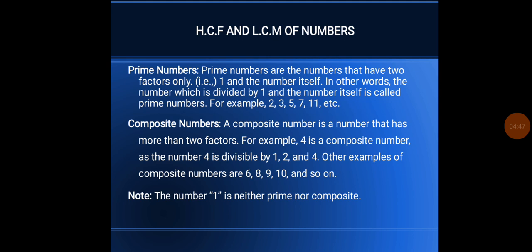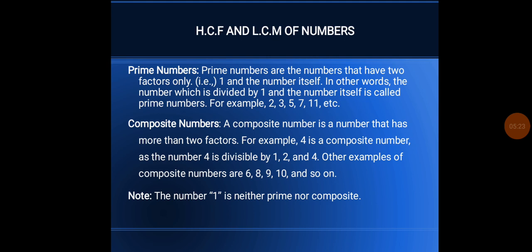In other words, the number which is divided by 1 and the number itself is called prime numbers. For example, 2, 3, 5, 7, 11, etc. So we take 11. Okay, 11 has two factors. The one is 1 and the another one is the number 11 itself. So it is a prime number and it's divided by 1 and 11 itself. It gives the whole number.